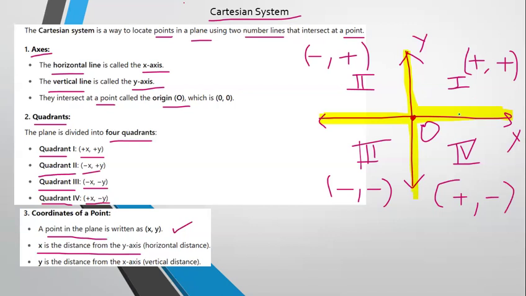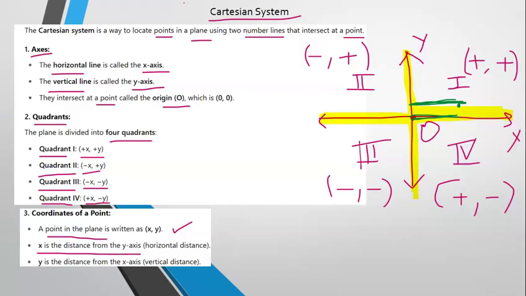If I take any point, say this green dot, as a point in the Cartesian plane, its distance from the y-axis is this much. This distance is basically equal to this distance on the x-axis. So we can say x is the distance from the y-axis.